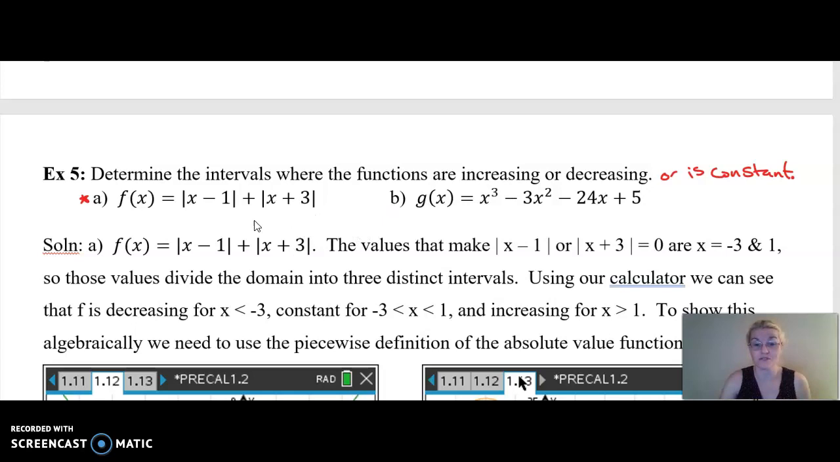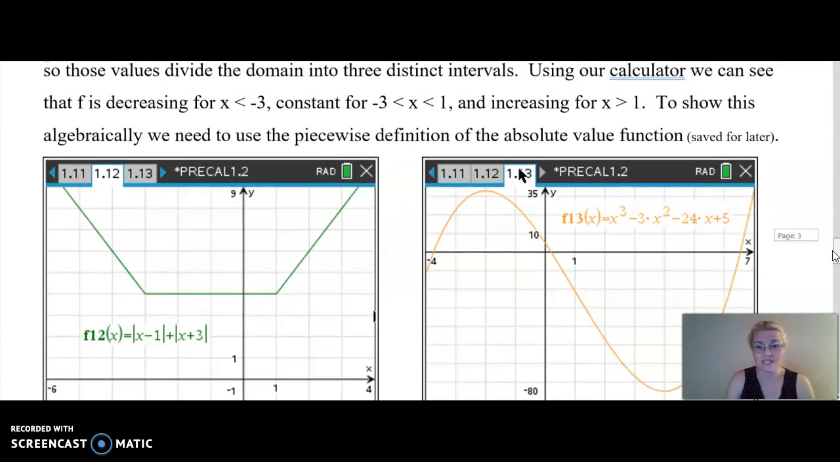So what I would expect you to do for these right now, and even this one, this cubic, I wouldn't expect you to be able to graph it accurately by hand right now. So what you're going to do is use your graphing calculator. Plug these into your graphing calculator and then use your maximum or minimum or tracing features to find key points. So for instance, f of x being the absolute value of x minus 1 plus the absolute value of x plus 3, the values that make these two absolute value pieces equal 0 are negative 3 and 1. And so those are the two values that will divide the domain into 3 distinct intervals.